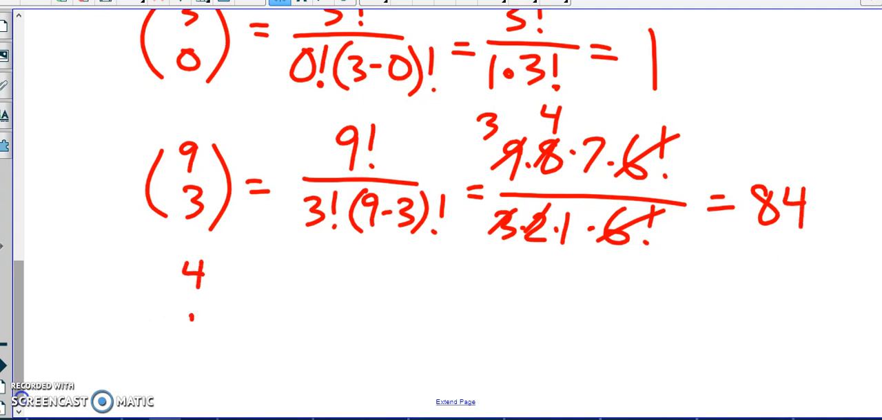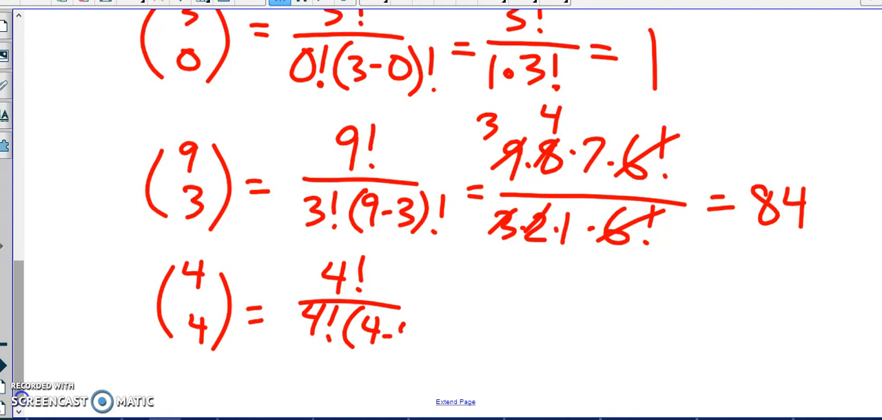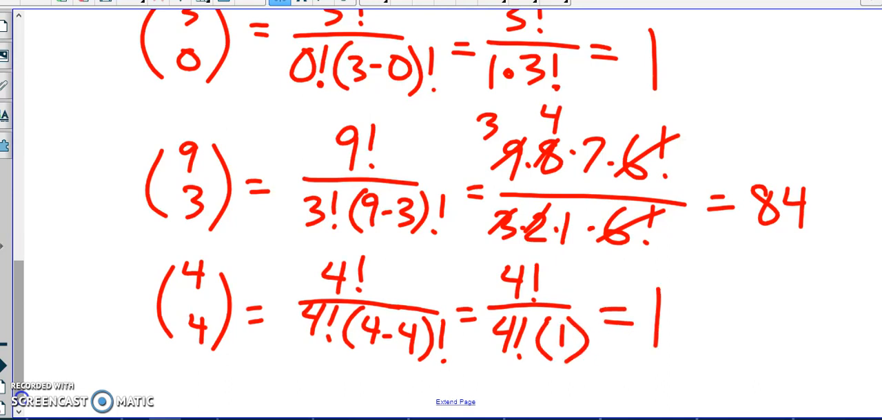And of course, if you've got 4 choose 4, that'd be 4 factorial over 4 factorial times 4 minus 4 factorial. That would be 4 factorial over 4 factorial times 0 factorial, which 0 factorial is 1. That makes 1. I mean, if you've got 4 items, there's only one way to pick all 4 of them. You pick all 4 of them. So now let's see the connection.